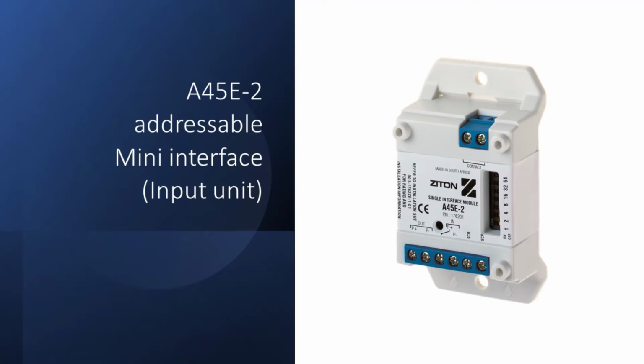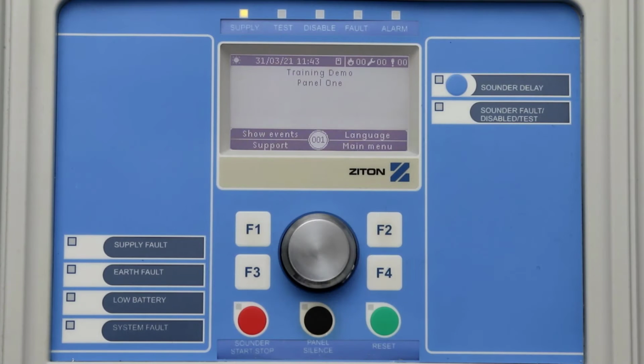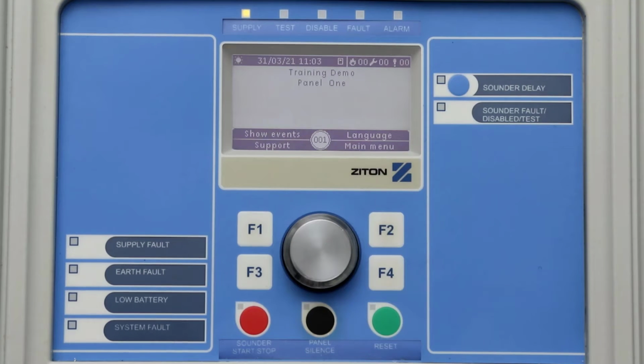This clip will demonstrate how to change an input unit operating mode, zoning and device message. To make changes to an input unit's credentials, you need to be logged in as an installer. To log into the panel as an installer, press F4 to select the main menu.